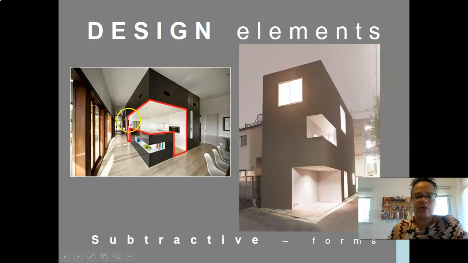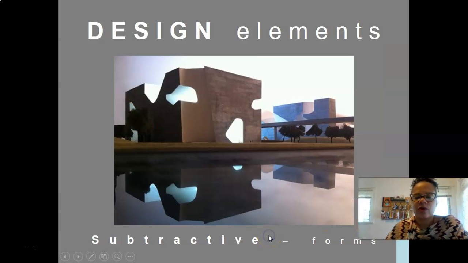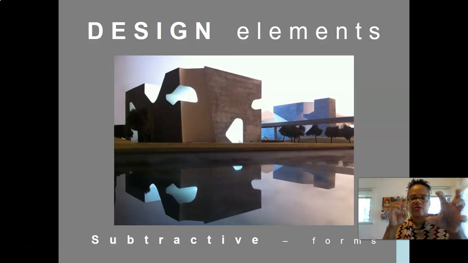I'm very clear that this at one point was solid and that they've subtracted this space out. Again, all of the lines are there. I know this was a rectangle, but they've chunked this out and they've chunked this out. So, subtractive form. This is cool subtractive form, right? It's obviously a cube, but somehow they've sort of melted these pieces away. It's starting to look a little bit more like a Swiss cheese.